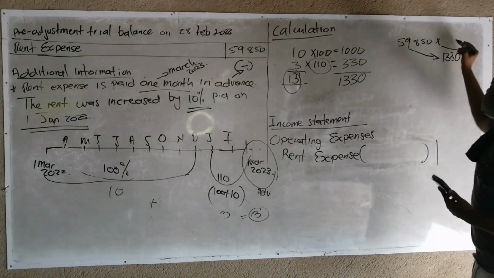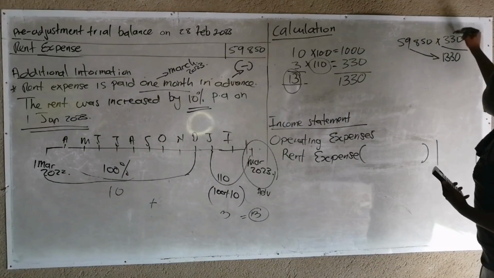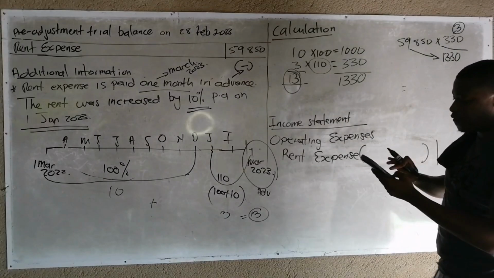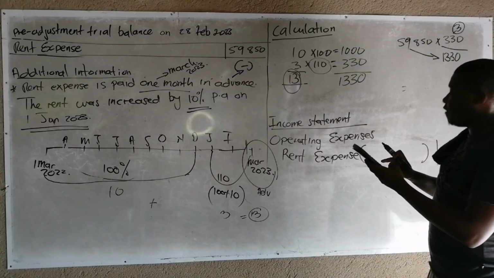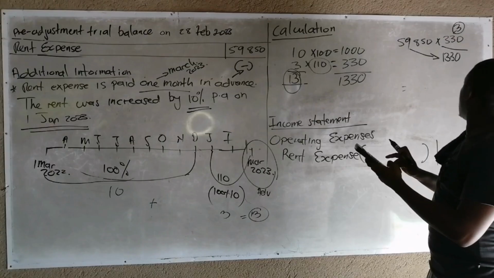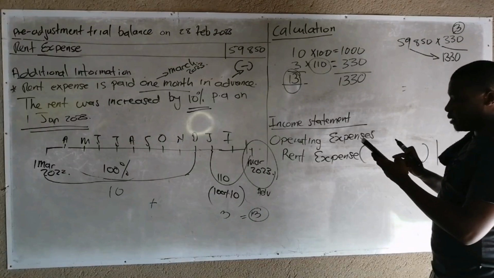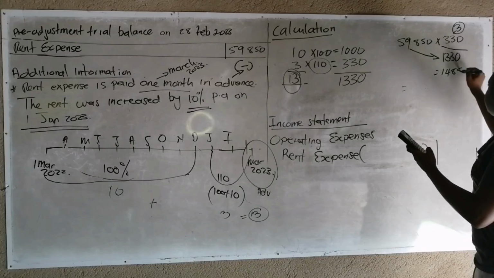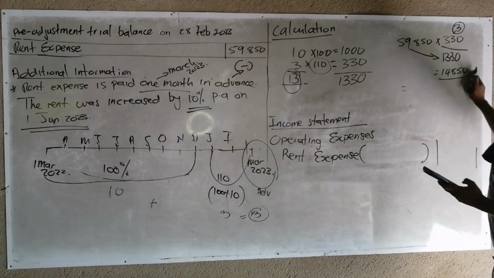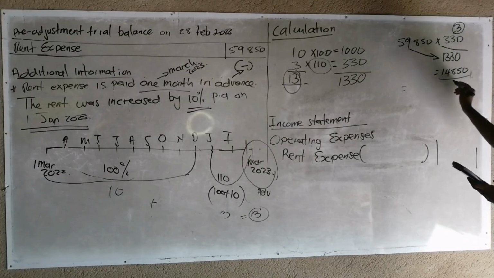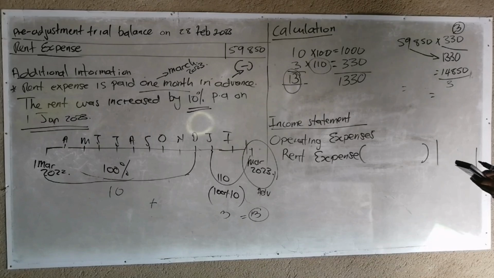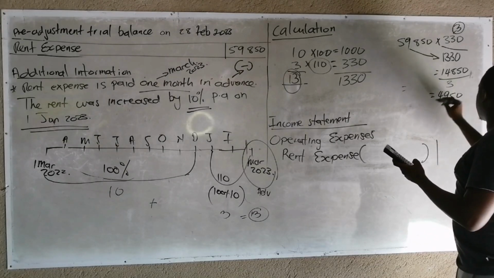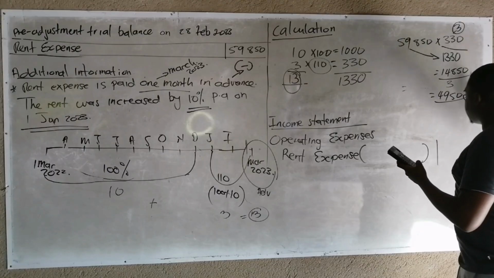Then we want maybe this 3 over 3. Don't forget that it is for 3 months. So it's 59,850 times 330 over 1,330, which will give us 14,850. Don't forget that this amount is for how many months? For 3 months. Then you divide by 3 months, and per month it will give you 4,950. This is the amount that is in advance.